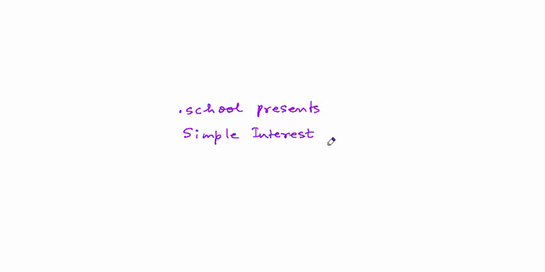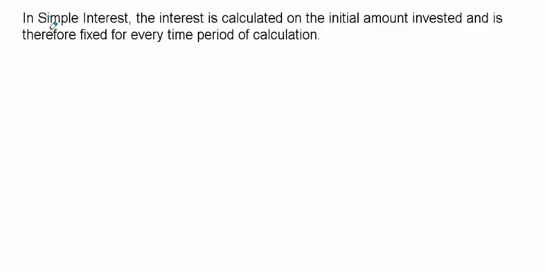That skill presents simple interest. When money is invested, it earns interest, which means you get back more than what you invest. The interest typically is expressed as a yearly percentage of the amount invested. In simple interest, the interest is calculated on the initial amount invested and is therefore fixed for every time period of calculation.